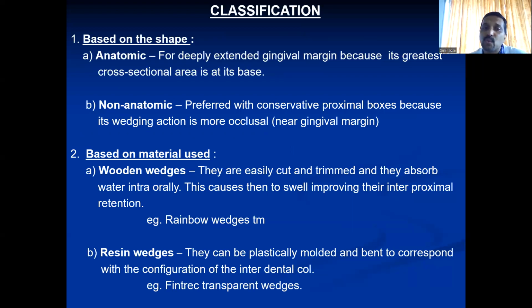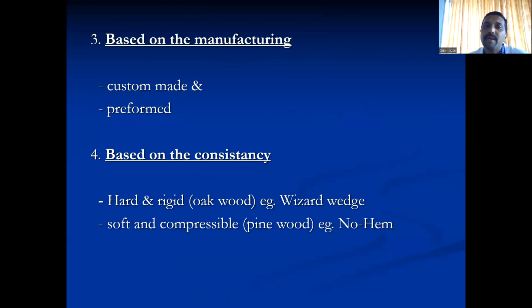Based on the material used: wooden wedges are easily cut and trimmed, and they absorb water intraorally. This causes them to swell and improve their interproximal retention. Example, rainbow wedges. Resin wedges can be plastically molded and bent to correspond with the configuration of the interdental cone. Example, Fintrec transparent wedges. Based on the manufacturing, custom made and preformed. Based on the consistency, hard, rigid, or soft and compressible.